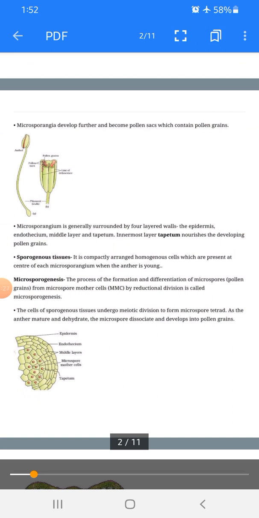Then comes the microsporogenesis, the process of formation and differentiation of microspores from MMC, that is microspore mother cell, by reductional division is called microsporogenesis. The cells of this sporogenous tissue undergo meiotic division to form microspore tetrads. Then as the anther matures and dehydrates, the microspores dissociate and develop into pollen grain.